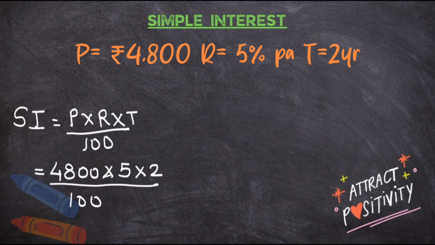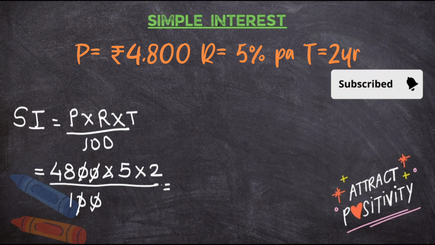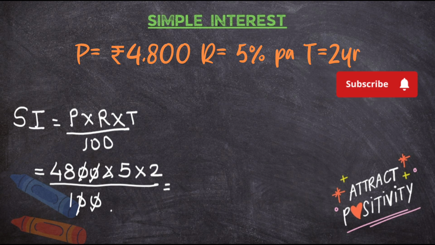Now here you can see that the two zeros you can cancel easily. Many will be confused about how to solve. You would do 48 into 5 and then whatever answer you get into 2. The shortcut method is, 5 into 2 you easily know: 5 twos are 10, and 10 you multiply by 48. So it will be 480. So rupees 480 is your simple interest.